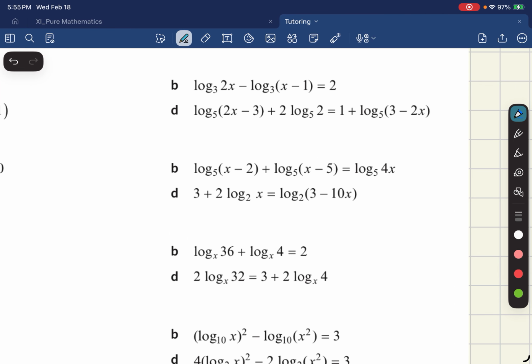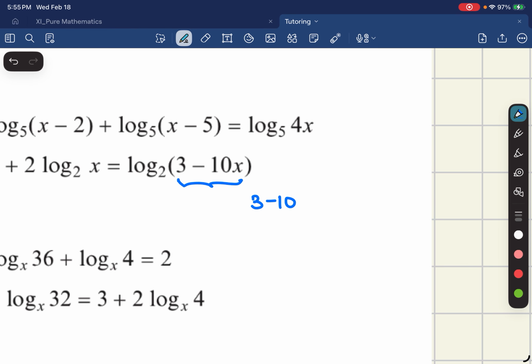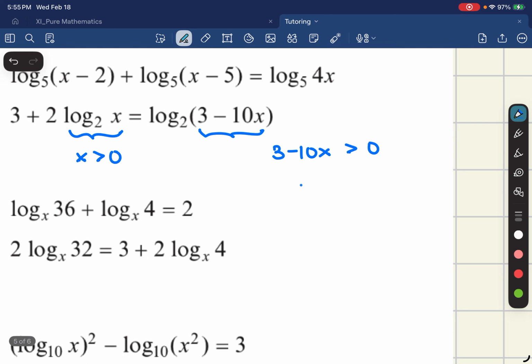And for 3d, we know that 3 minus 10x must be bigger than 0. And we have another log function here, so x must be bigger than 0. And we can see that minus 10x is bigger than negative 3. We divide by negative 10 on both sides, so we have to flip the inequality. So you have 3 over 10, which is 0.3. So x is bigger than 0 and less than 0.3.